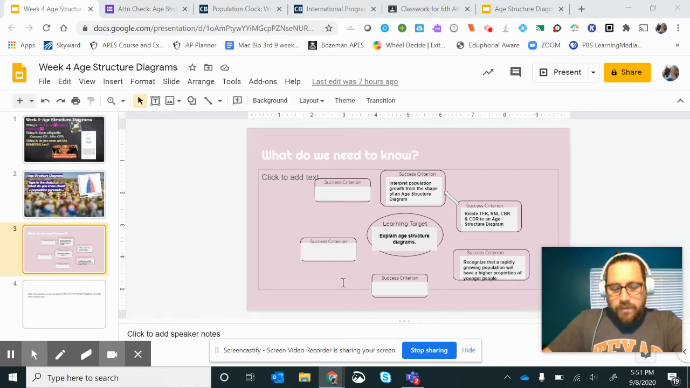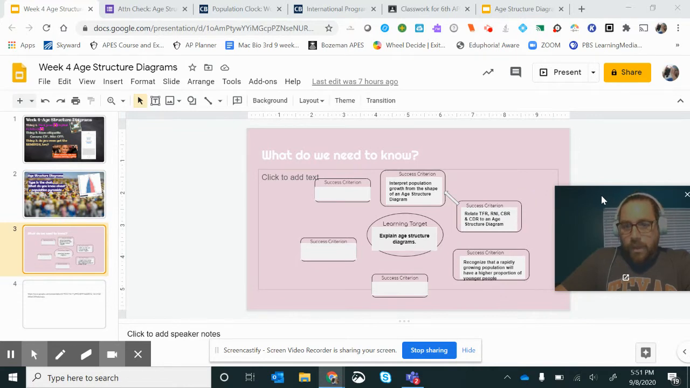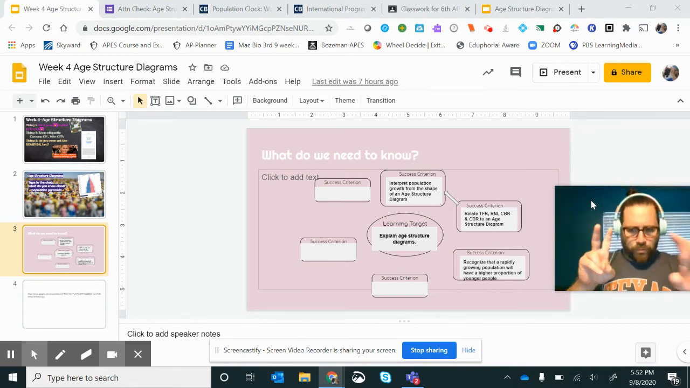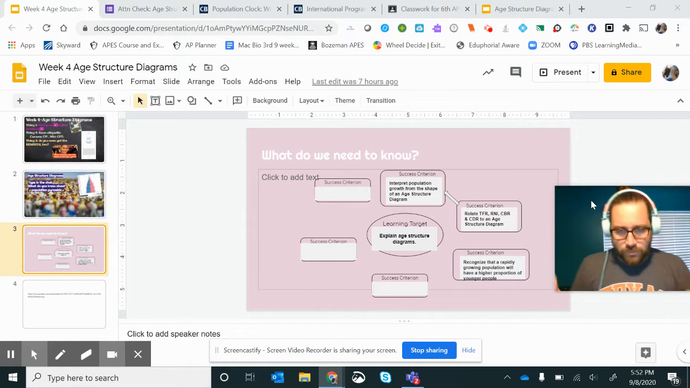Hey guys, I have to be out today, so let me give you all a heads up as to what we're doing. We're doing a topic that a lot of y'all are already familiar with, the age structure diagrams, so those population pyramids, but they're not always population pyramids.